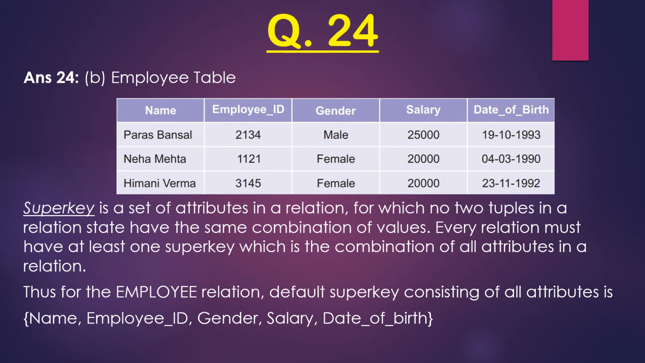Here is answer 24B part. In this example, we have taken an employee table, because it was asked to give an example. I have to draw a table here because without the table this answer cannot be explained. So you also need to draw the table in the example, and after it you have to write about super key, and with the help of this table you have to explain your example.